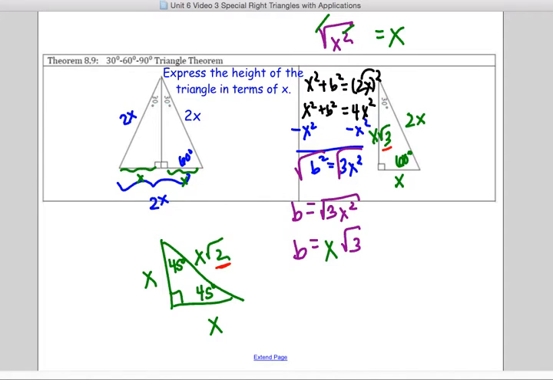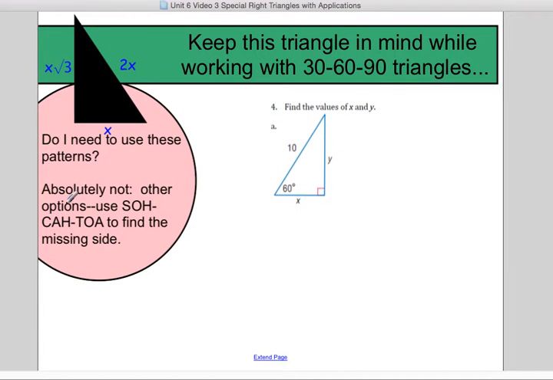So let's go ahead and look at some examples. So 30, 60, 90 triangle. Find the values of x and y. So this time I have a 60 and a 90. That makes this a 30. So let's go ahead and label everything. Across from my 30 is always x. Across from my hypotenuse is always 2x. And across from my 60 is always x square root of 3.